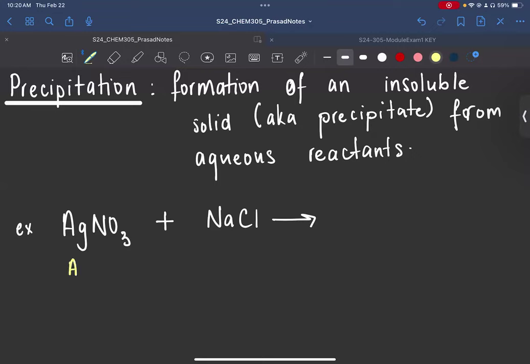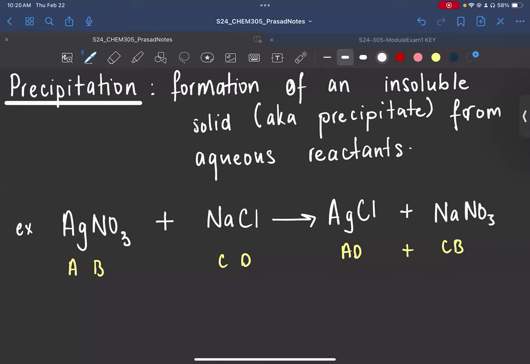We match it to AB plus CD, double displacement. We know that our final answer is going to be AD plus CB. Putting all of this together, AD is AgCl. And then we have NaNO3.